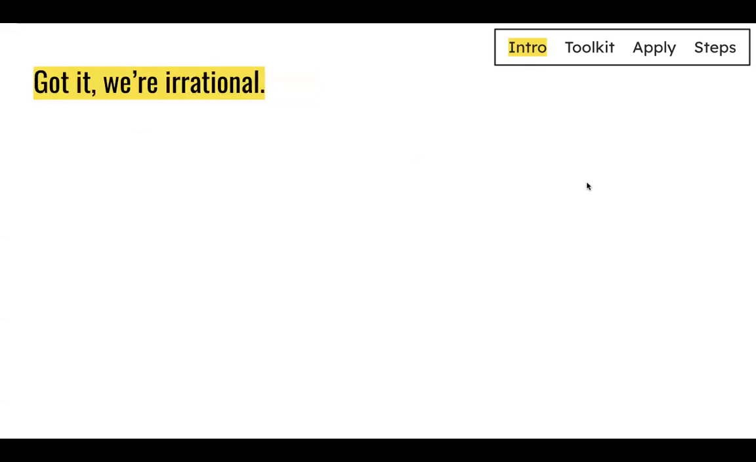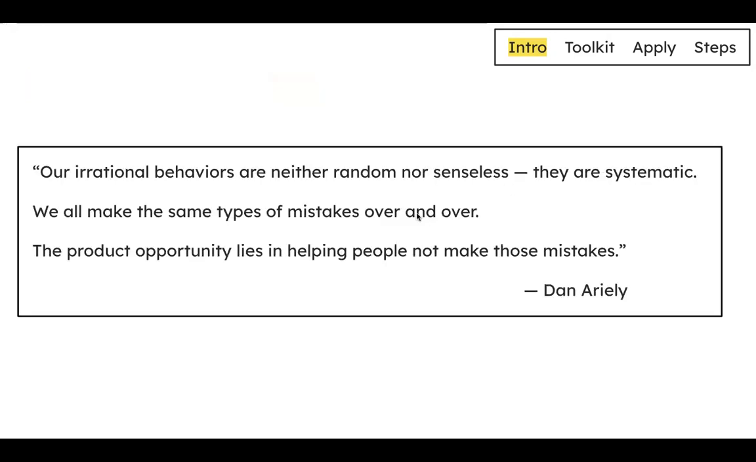So awesome. I'm going to skip the next part. So cool. So we've pretty much established that humans are irrational, right? So what do we do with it now? So I really, really like this quote. It says, our irrational behaviors are neither random nor senseless. They're systematic. We all make the same type of mistakes over and over. The product opportunity lies in helping people not make those mistakes.